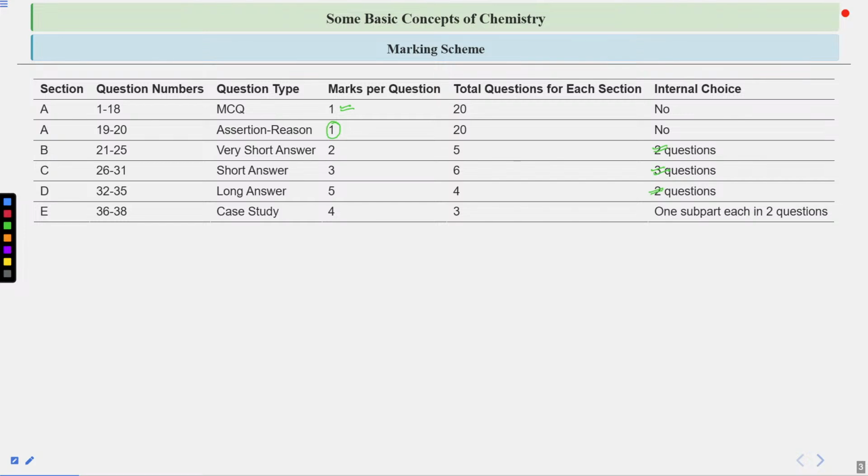And in the case study also, 1 sub-part in each will have 2 questions. Clear? So this is the basic marking scheme which is followed in most schools. Again, I'm mentioning it may vary depending on the teacher, but more or less it will look like this.